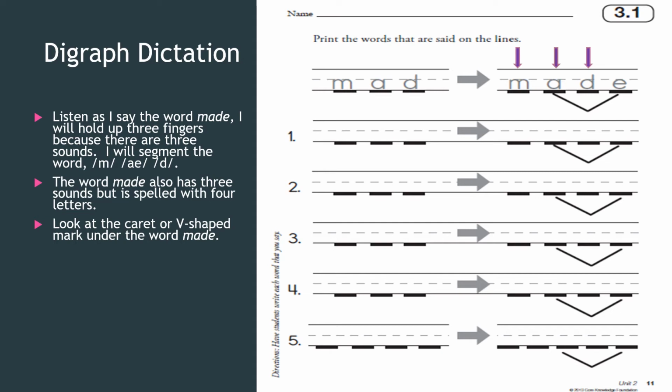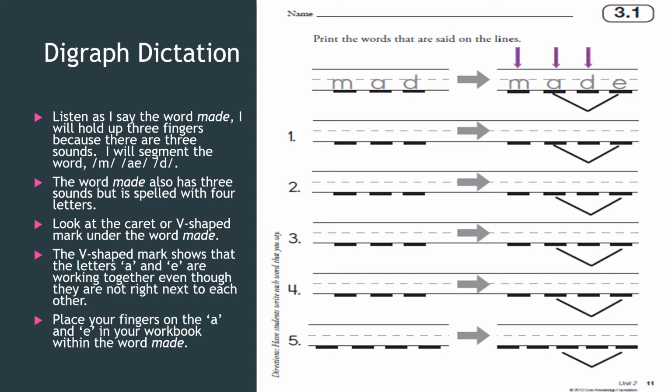Take a look at the caret or the V-shaped mark under the word made. Right there. This V-shaped mark shows that the letters A and E are working together even though they are not right next to each other. Place your fingers on the A and E in your workbook within the word made. What sound do these 2 letters make? These letters say A.